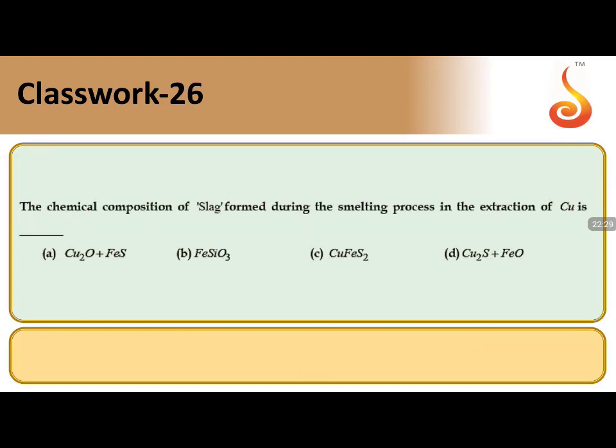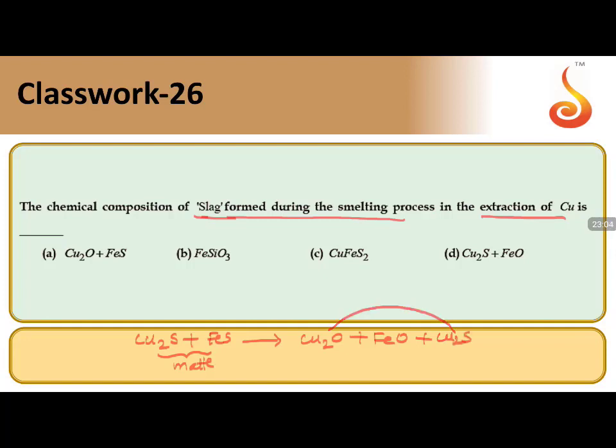Coming to the 26th question, the chemical composition of slag formed during the smelting process in the extraction of copper is. Slag formed during the smelting process in the extraction of copper. We know copper matte is Cu2S plus a little FeS. This is taken as matte, copper matte. Now when we go into this particular one, we'll get Cu2O plus FeO, and a little bit of Cu2S will be left out. So Cu2O and Cu2S will go for auto-reduction.